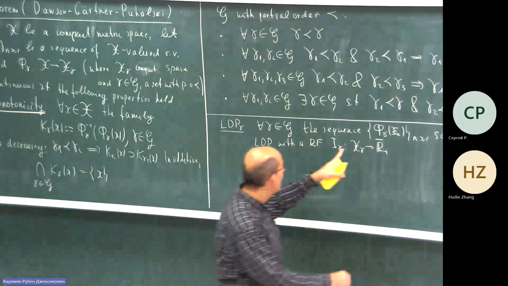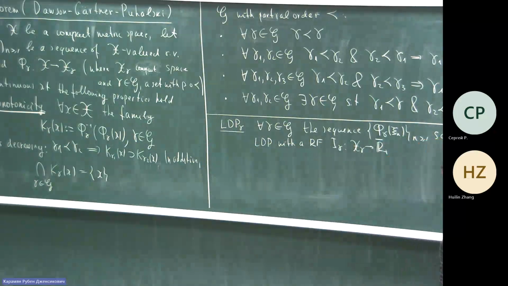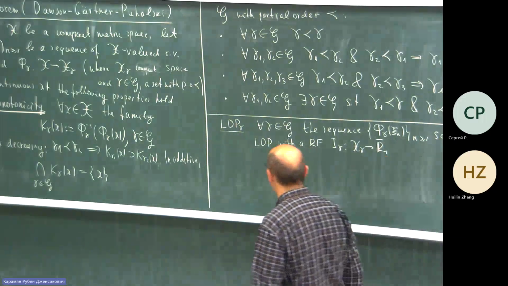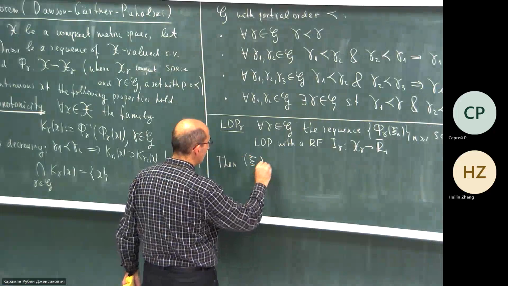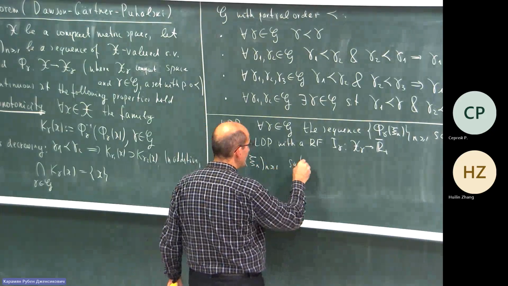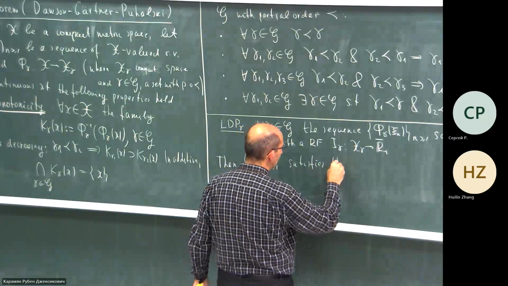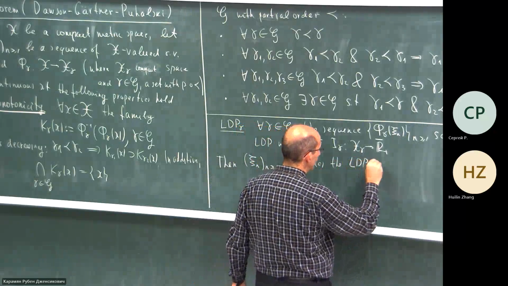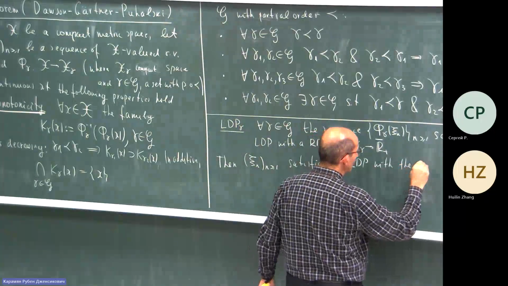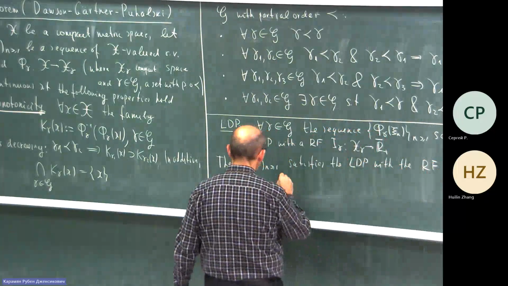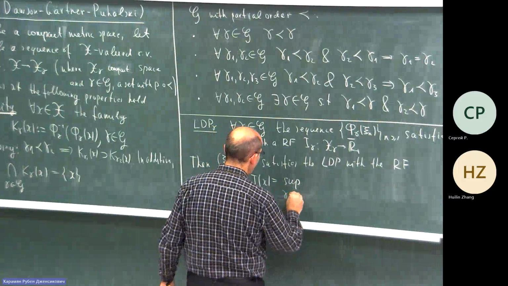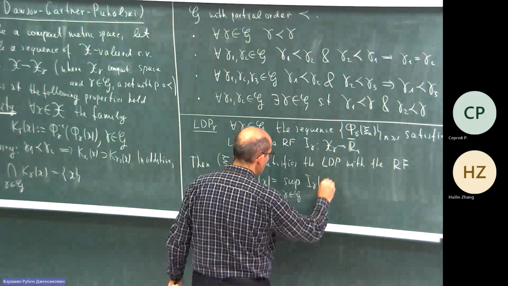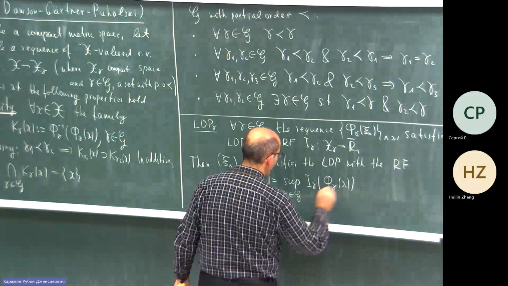And for any gamma, this sequence satisfies the large deviation principle with some rate function I gamma. So these are the two hypotheses in the theorem. Then psi n satisfies the LDP with the rate function, which can be written explicitly: I of x equals the supremum, where gamma is in G, of I gamma of phi gamma of x.